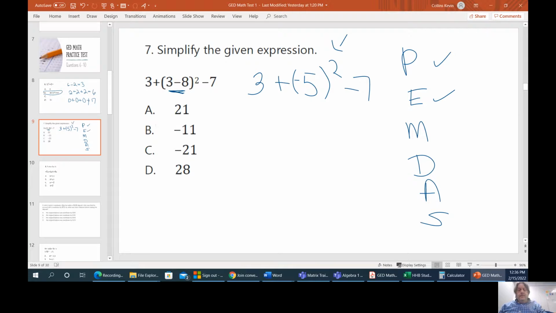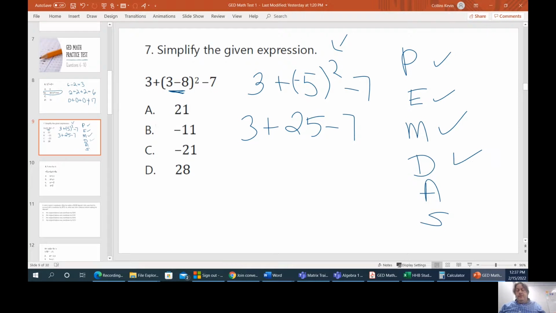So E for exponents. Now, anytime you square a number, you will always get a positive answer. It doesn't matter if it's positive or negative. Okay, negative 5 times negative 5 is actually positive 25. Okay, so we got the 3 over here, plus 25, minus 7. Okay, no multiplication happening here.